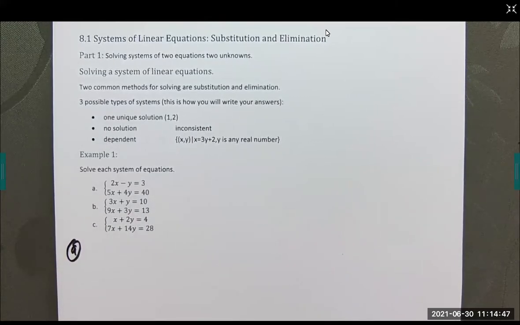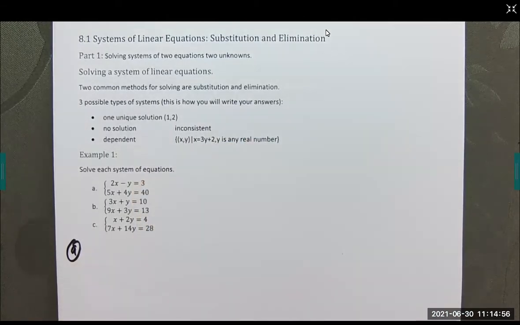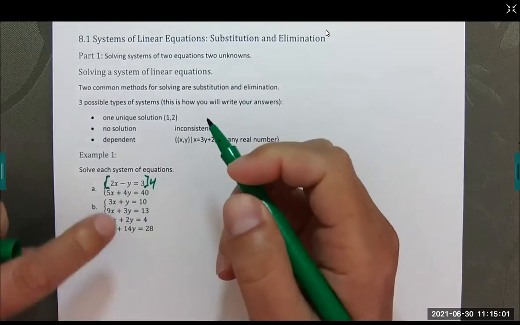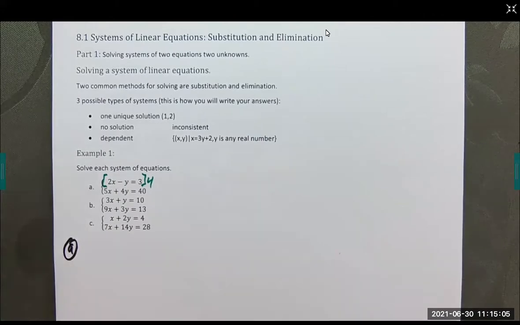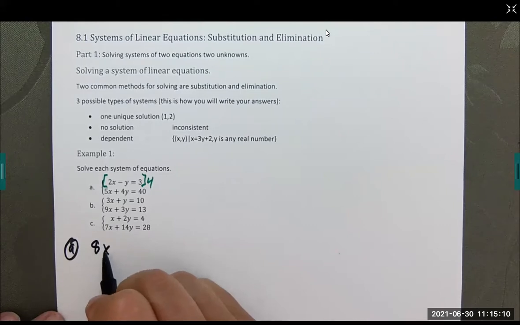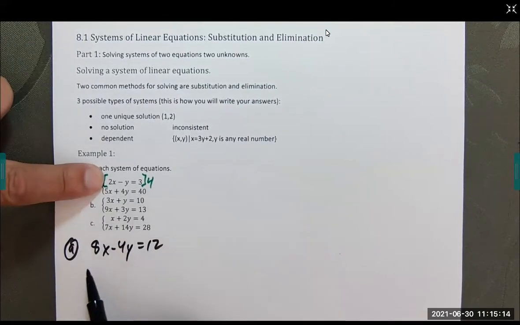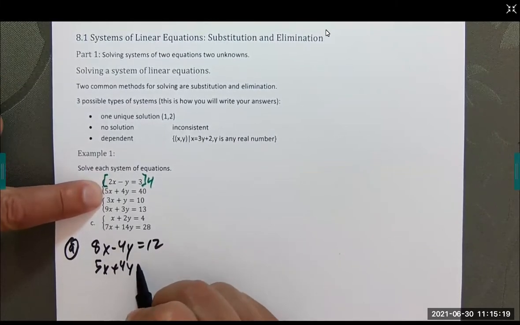And for part A, I'm going to use the elimination method. And I'm going to eliminate the y variables by multiplying the top equation by a 4. And what that's going to do is make a negative 4y and a positive 4y. So when I add the two equations, they eliminate the unknown variable. So this becomes 8x minus 4y equals 12. That's that top equation multiplied through by 4. And then we have 5x plus 4y equals 40.